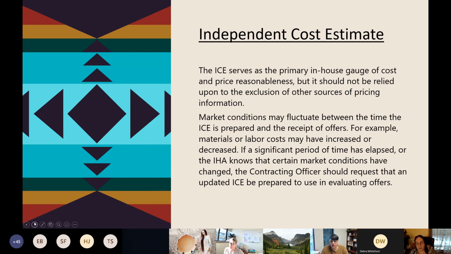So, materials or labor costs, if they've increased, or even decreased, if a significant period of time has elapsed, you can know that those market conditions have changed, and your contracting officer should almost redo that ICE, so you have something more current. And call your HUD people.